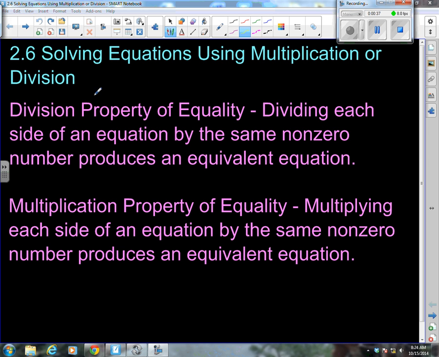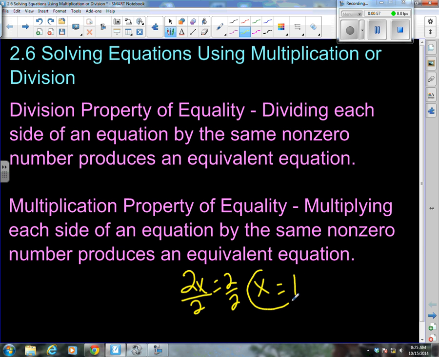But let's read this. The division property of equality: dividing each side of an equation by the same non-zero number produces an equivalent equation. In other words, if I have 2x equals 2, and I divide both sides by the same number, I'm going to get an equation that is equivalent.